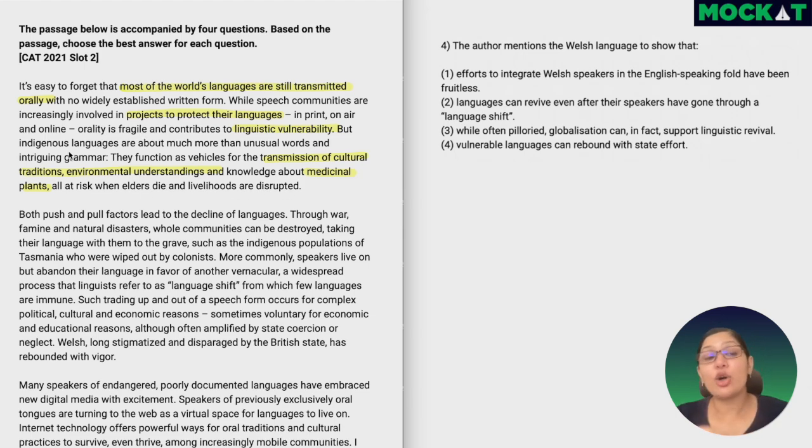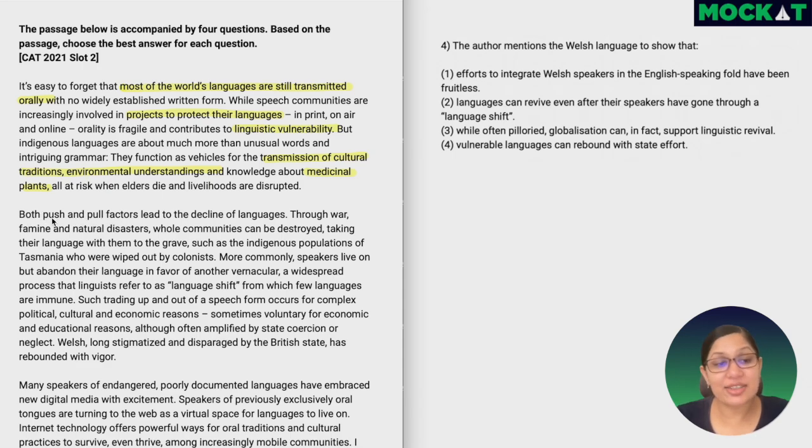So we can see that the author is speaking about these indigenous languages in a very positive way. There are multiple benefits: cultural tradition, things about the environment or about medicinal plants. They contain knowledge of all of these, so it's important. At the same time, because the majority of them are oral, they are very vulnerable, right? Like we could lose these languages.